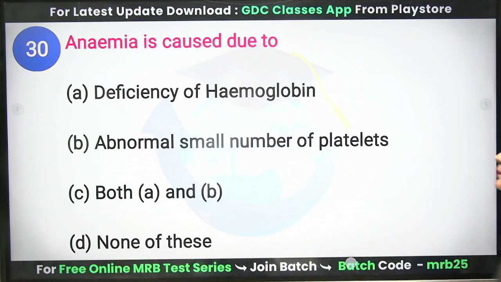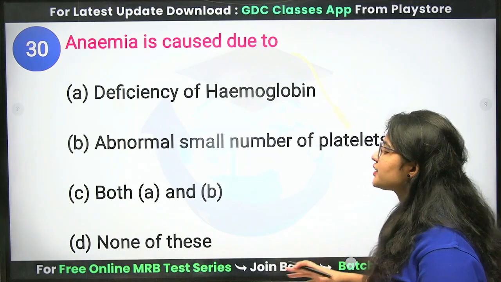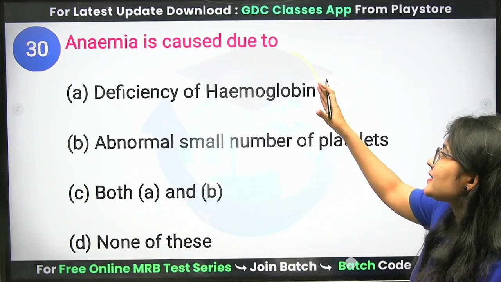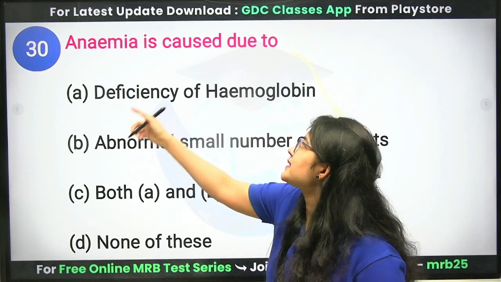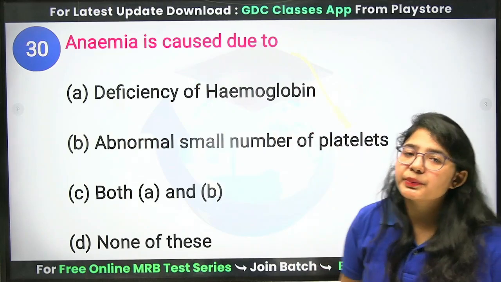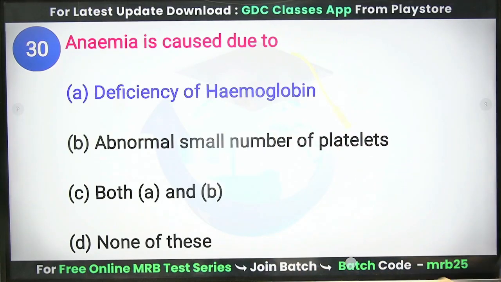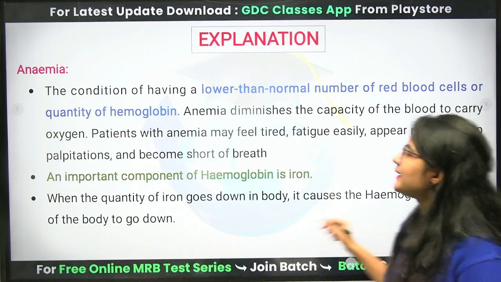Next question. Anemia is caused due to the deficiency of hemoglobin. Clear? So these were the 30 important questions that are going to be very helpful for your pharmacist exam preparation.